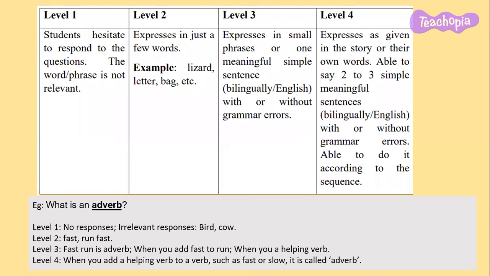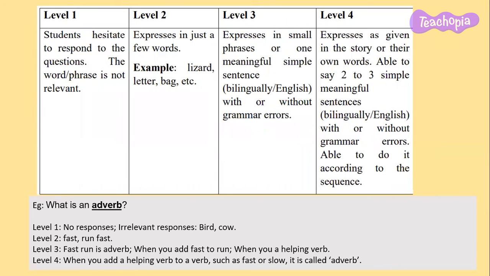Now, when you have asked children these questions, and these are response based questions, how do we use the rubrics given in the Kalika Kshetra for responses to help us grade them? For example, if you're asking the question, what is an adverb? If a student does not respond or gives you irrelevant responses such as bird, cow, you can mark them as level 1.